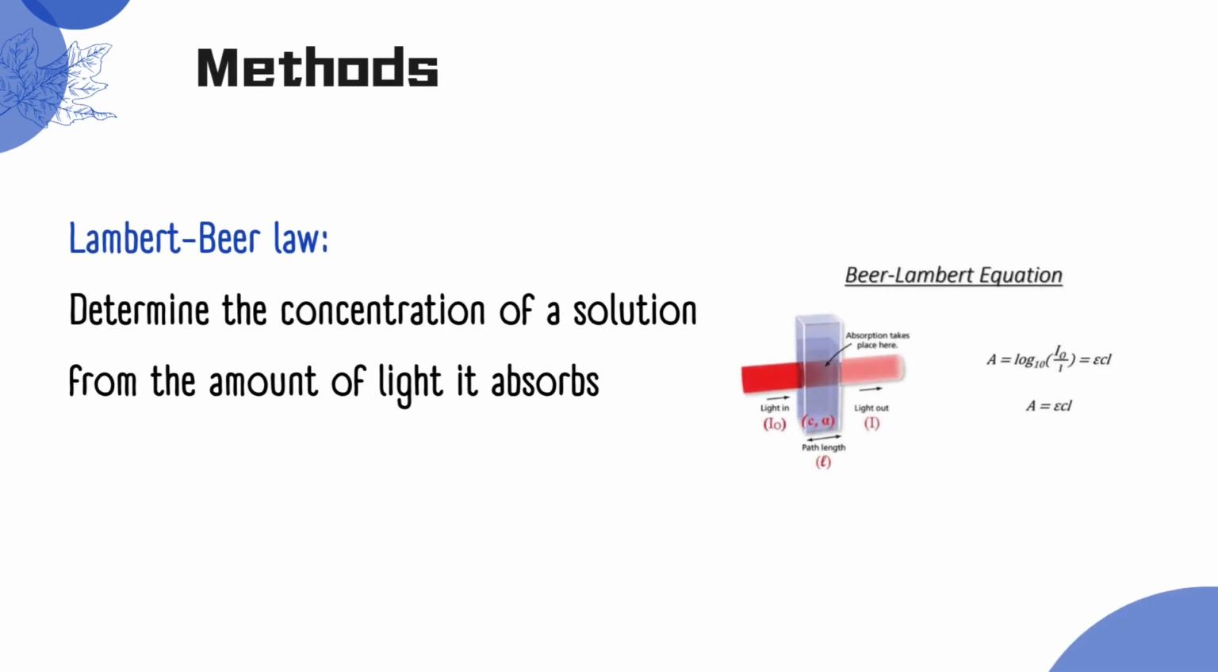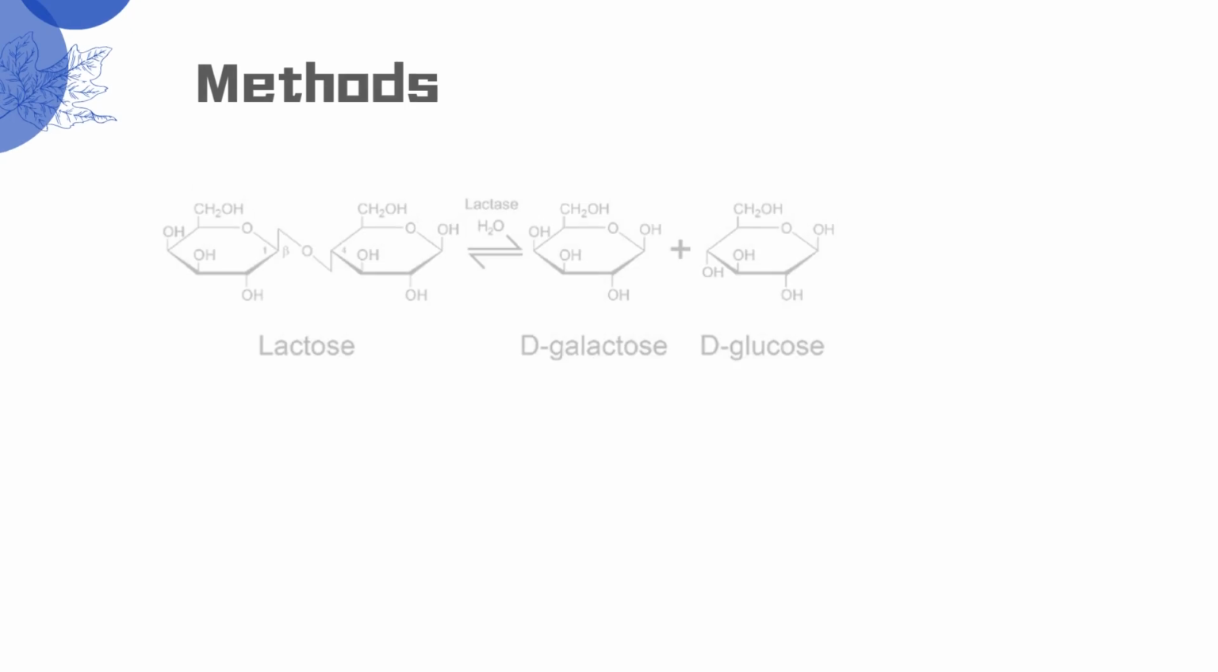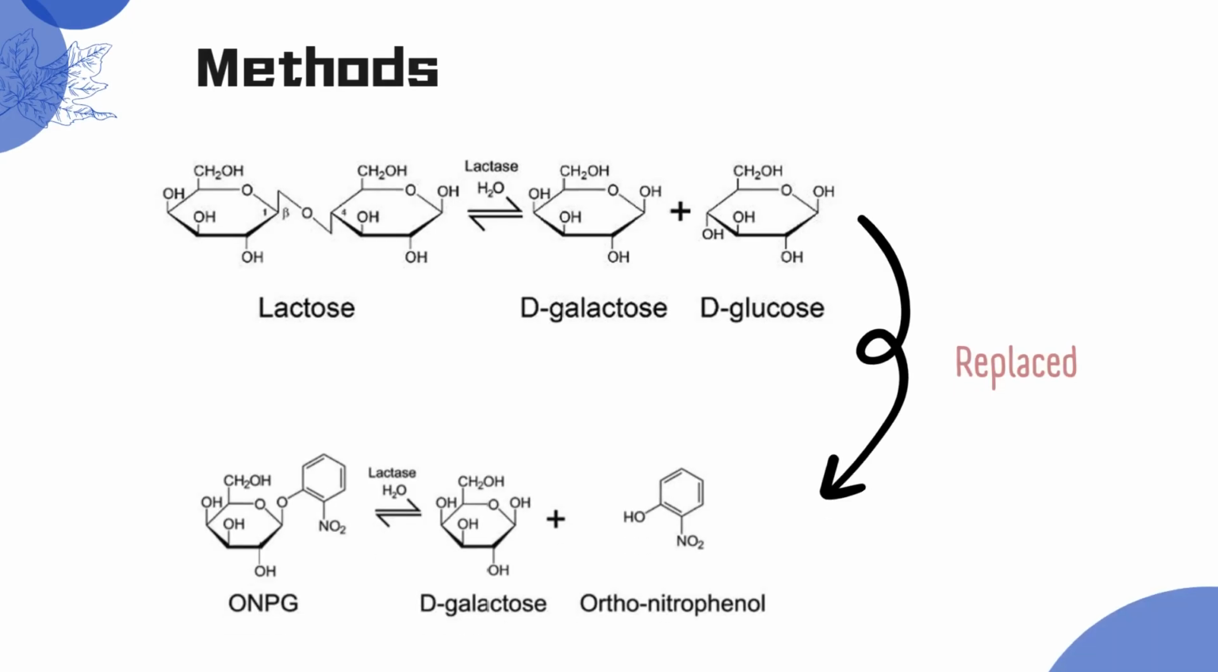The objective of this experiment was to determine lactase activity under controlled conditions. But how? We want to use spectrophotometry, which can determine the concentration of a solution from the amount of light it absorbs according to the Lambert-Beer law. To do that, either the substrate or the product of the reaction must absorb light in the UV-Vis spectrum. However, none of lactose, glucose, or galactose do.